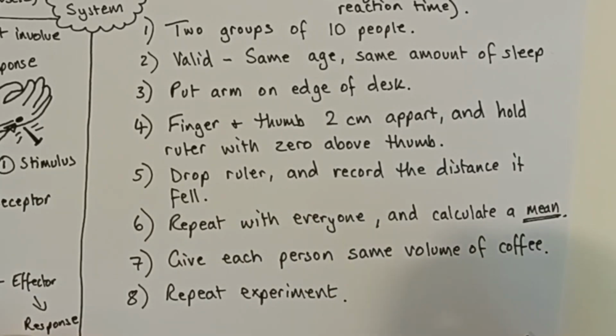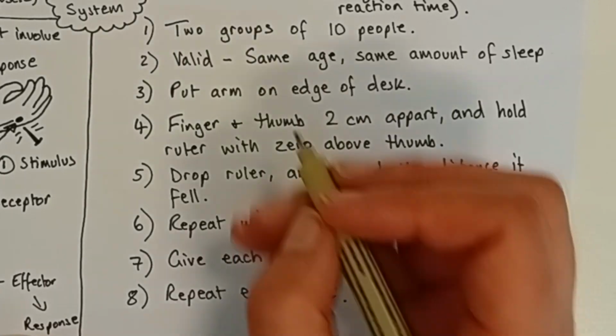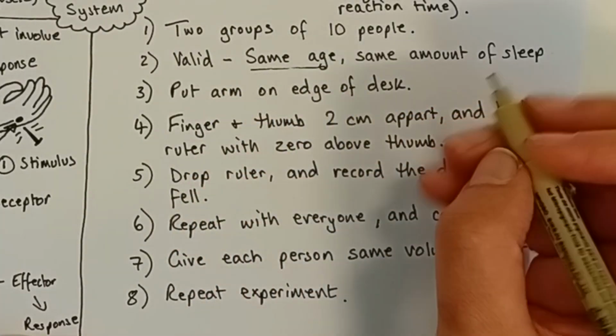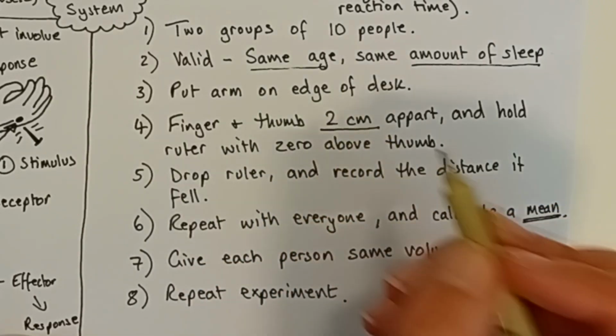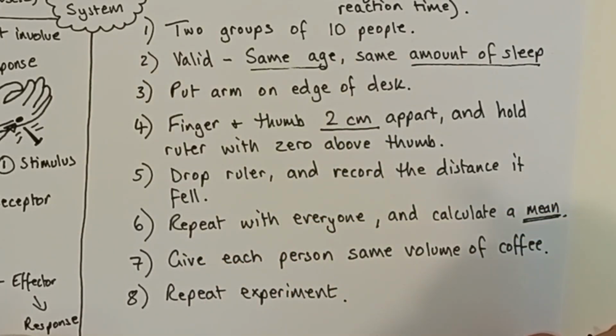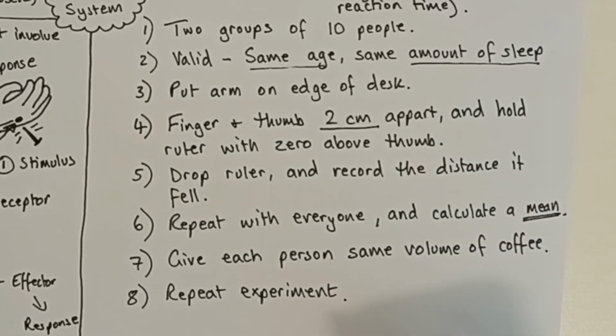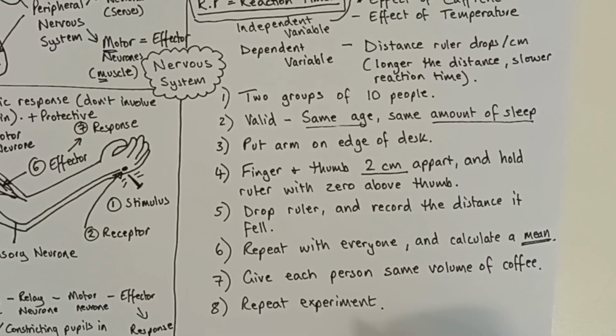So the way I'm making this experiment valid is by doing the same age, same amount of sleep, but I'm also keeping the finger and thumb the same distance apart. And the way I'm making it accurate is by doing many repeats and calculating a mean. So that's all for our work on the nervous system.